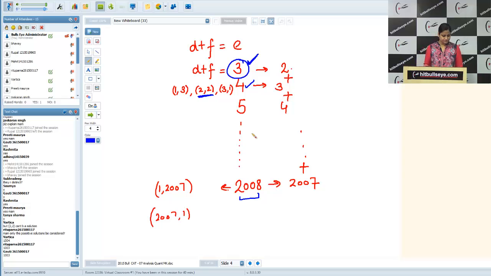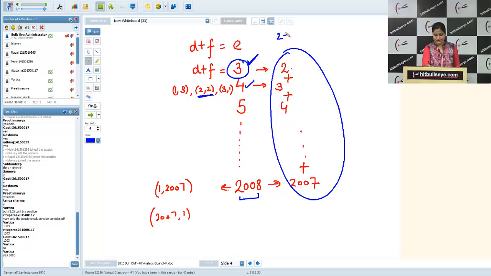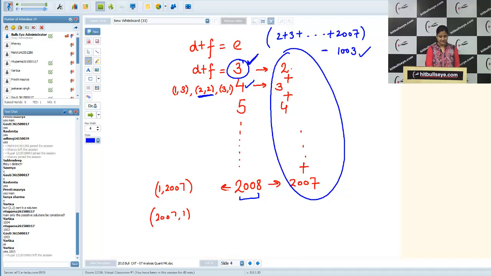Is it okay with you? Vartika, it should be 1003. Yes, it should be 1003. So I'll consider 2 plus 3 plus 4 so on up to 2007. You can apply a summation formula minus 1003. This will be the final answer in this case.